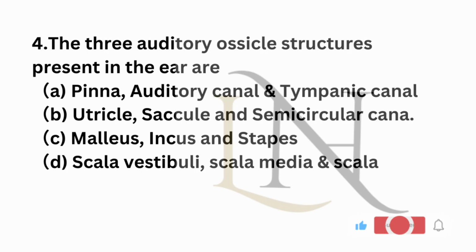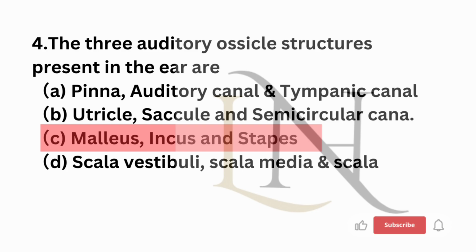The three auditory ossicle structures present in the ear are: option A, pinna, auditory canal and tympanic canal; option B, utricle, saccule and semicircular canal; option C, malleus, incus, stapes; and option D, scala vestibuli, scala media and scala tympani. Correct answer: option C, malleus, incus and stapes. Move to the next question.